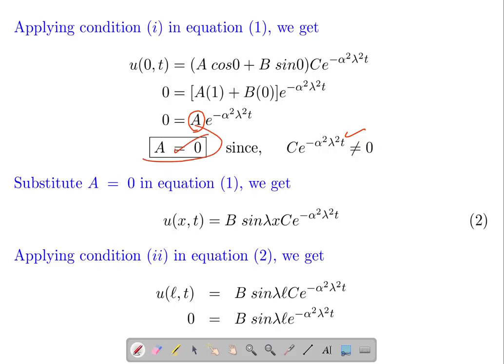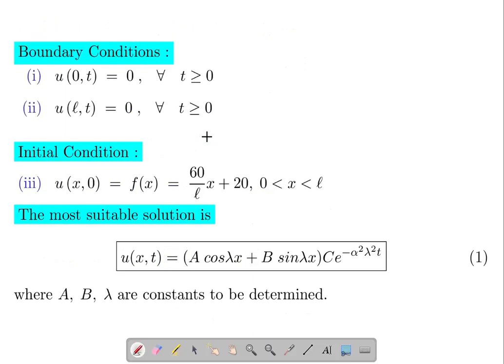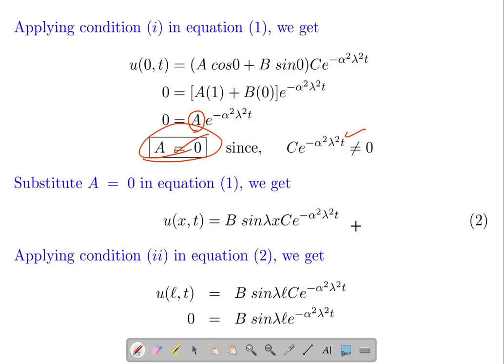Now I replace a equal to 0 in the previous solution. So 0 into anything, this term cancels. So only b sin lambda x into c into e power minus alpha square lambda square t remains. That is the updated solution. Hereafter I apply the condition in the updated solution.